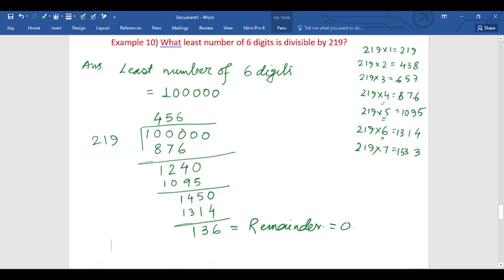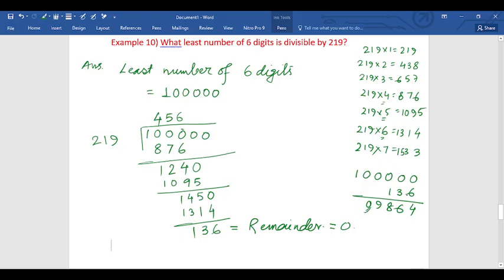then the number is exactly divisible by 219, but there is a twist. If we subtract 136 from 1 lakh, which is the least 6 digit number, then it is 99864.